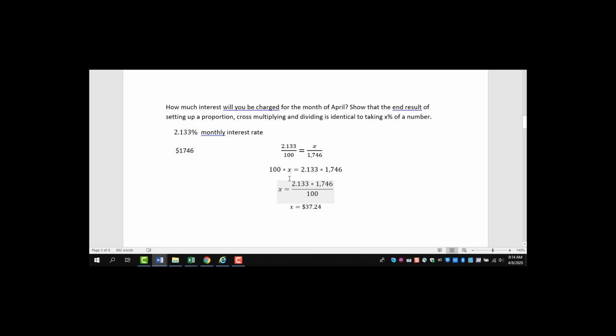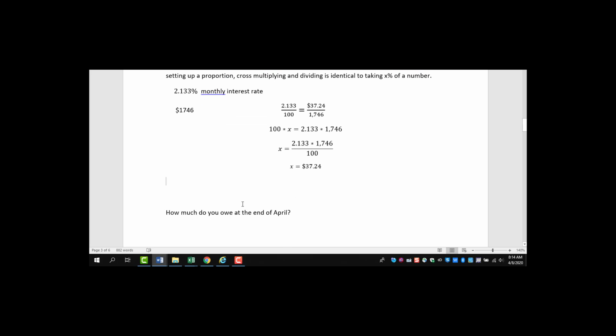So there's how to do it with a proportion, right? There's our first ratio. That means you're going to pay $2.133 for every $100 that you owe. So that's how much you're going to pay because you owe that much. So this becomes 37.24 here. So those two ratios are equal, like 1/2 equals 2/4. So that's the interest that you will pay.